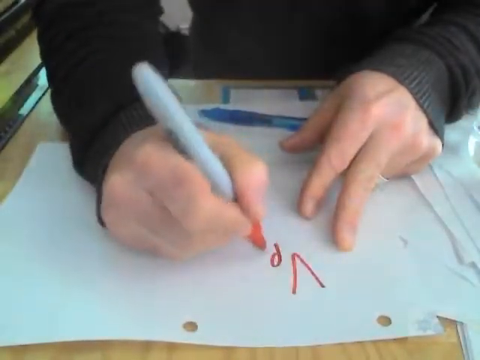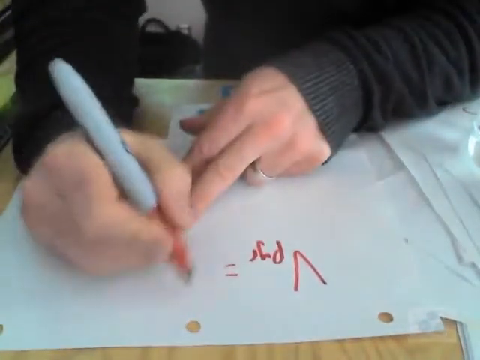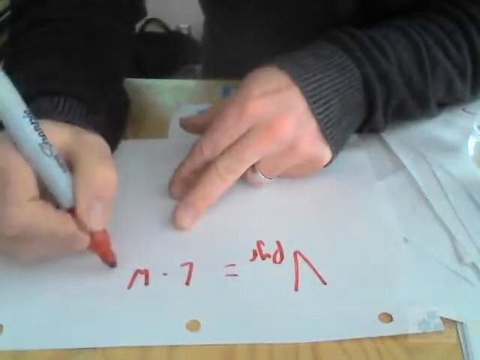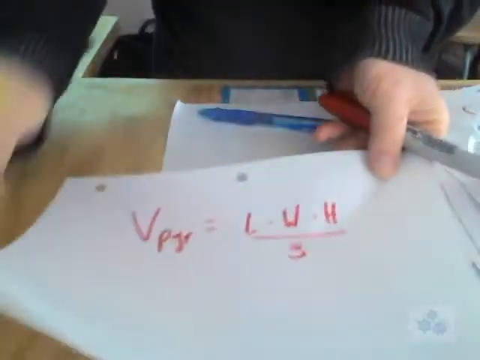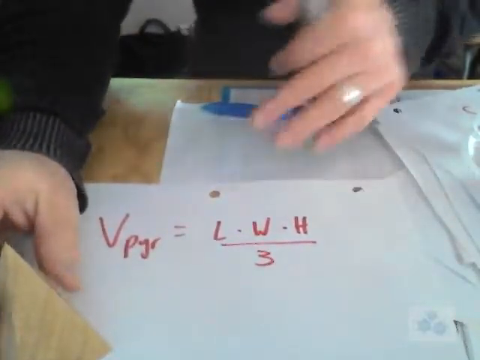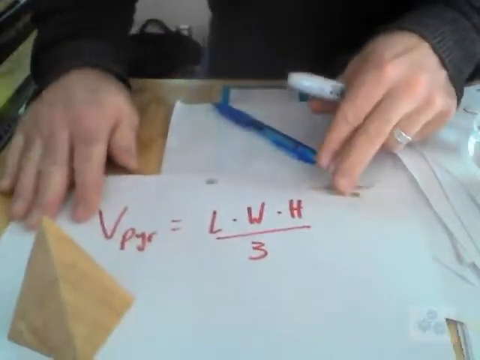So the volume of a pyramid, let me put another paper on here. The volume of a pyramid is length times width of the base times the height, all divided by 3. That is the volume of a pyramid right there. Length times width times height. So it would be the base length times width, and then the overall height from the base to the top. Not the slant height? Not the slant height, the overall height.